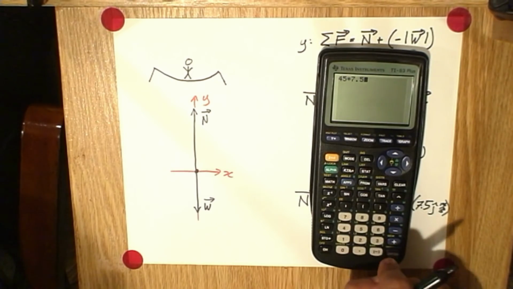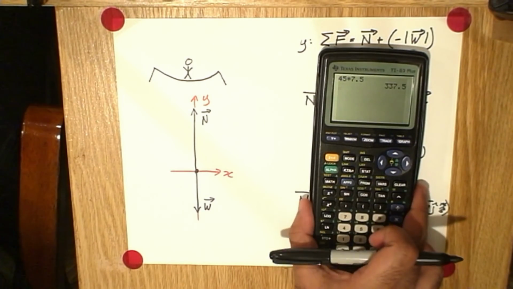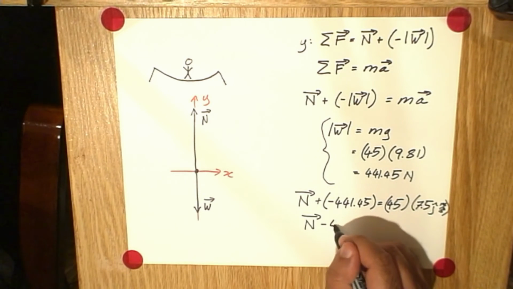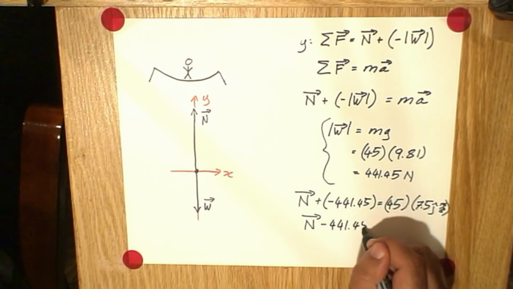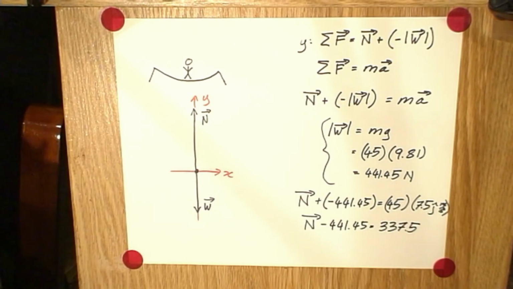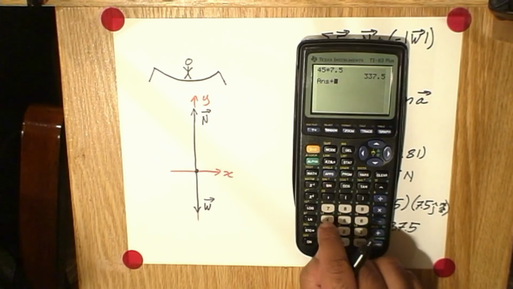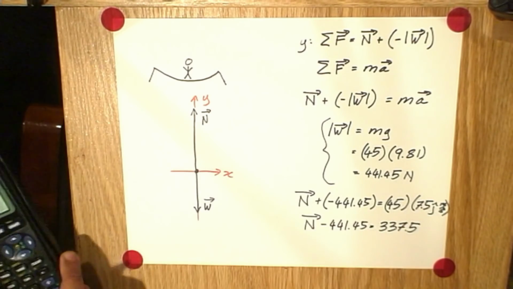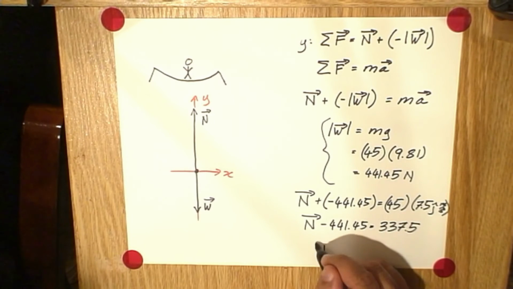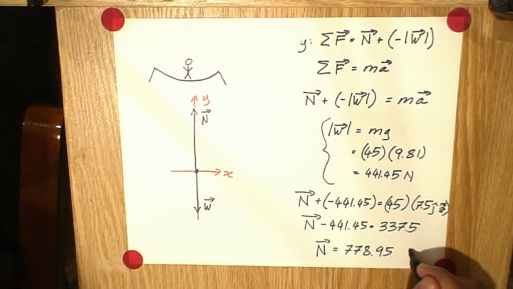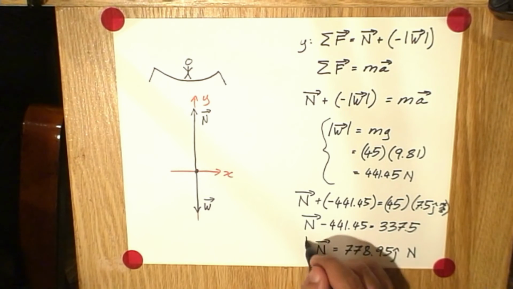45 times 7.5 gives us 337.5. And then that plus 441.45 is 778.95. So the normal force being exerted by the trampoline is 778.95 newtons, and this would be in the j hat direction.